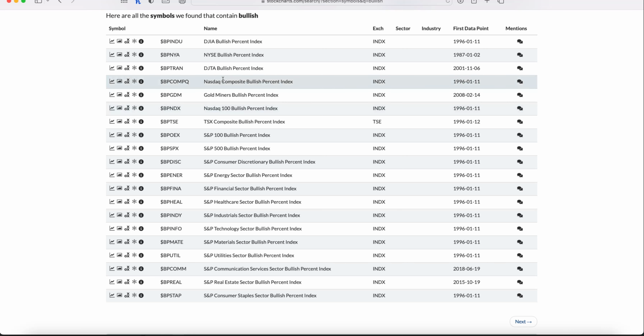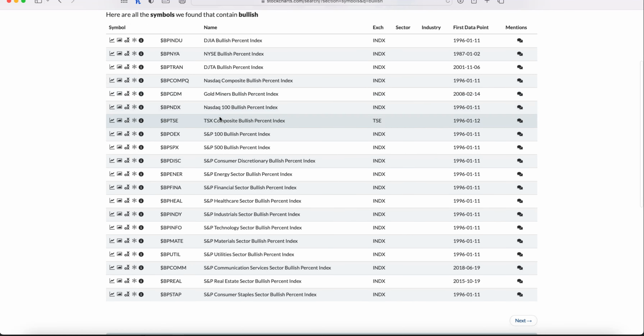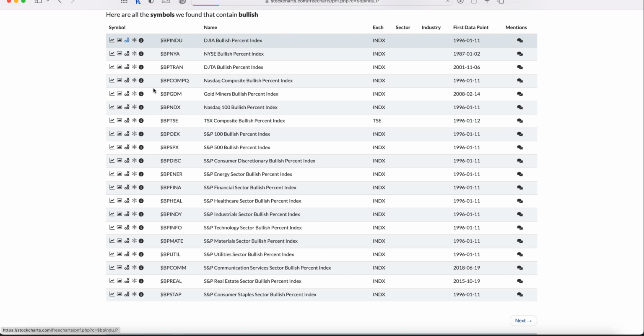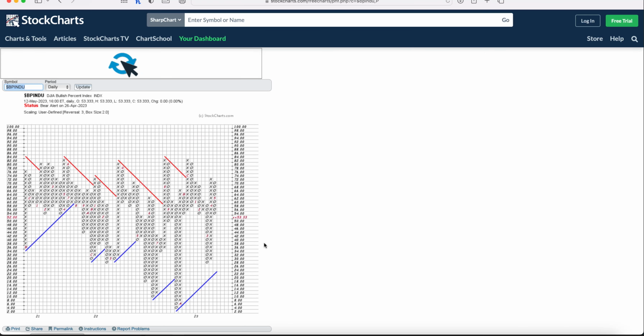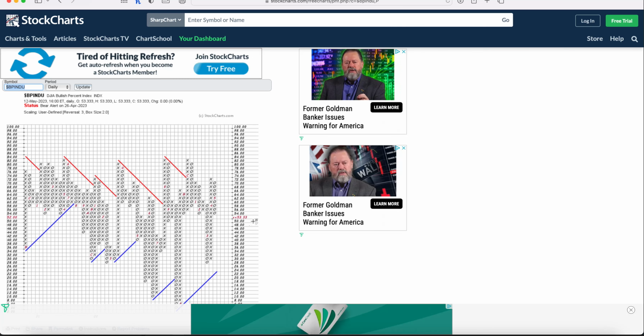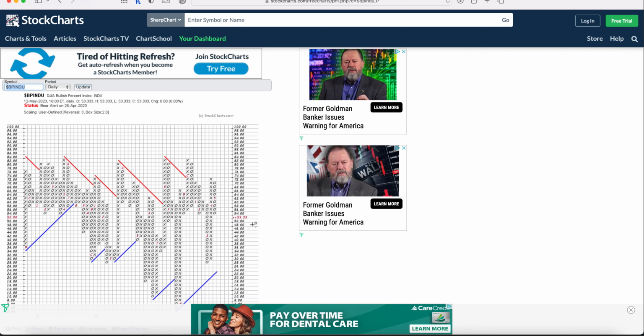So bullish percent indexes, for what it's worth, is a measure of bullishness in the market. Therefore, it's also a measure of bearishness. Let me just show you one. So here's the Dow Jones. It's showing us that 53.33% of stocks in the Dow Jones, and there's only 30 of them, are on a point and figure buy signal.